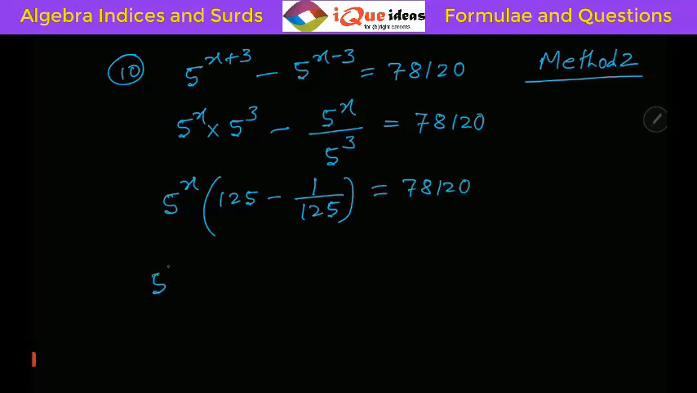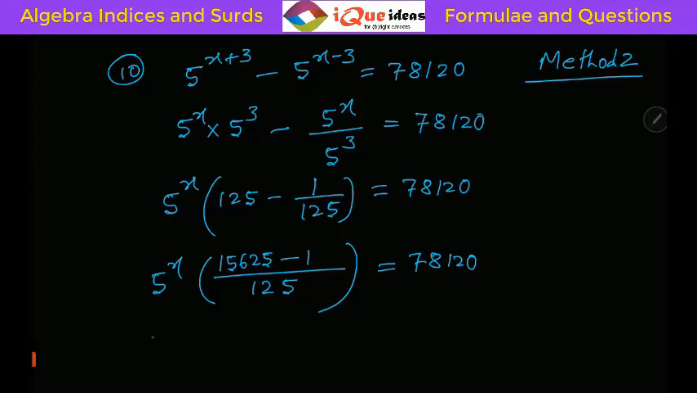So this gives us 5 raised to the power x. LCM is 125. In numerator, we'll have 125 into 125, that is 125 square, that is 15625, minus 1, equal to 78120. So this gives us 5 raised to the power x into 15624 divided by 125 equal to 78120. Now look at this closely. 5 4s is 20, 15 5s is 75. In fact, 15624 cancels 78120 5 times straight away.